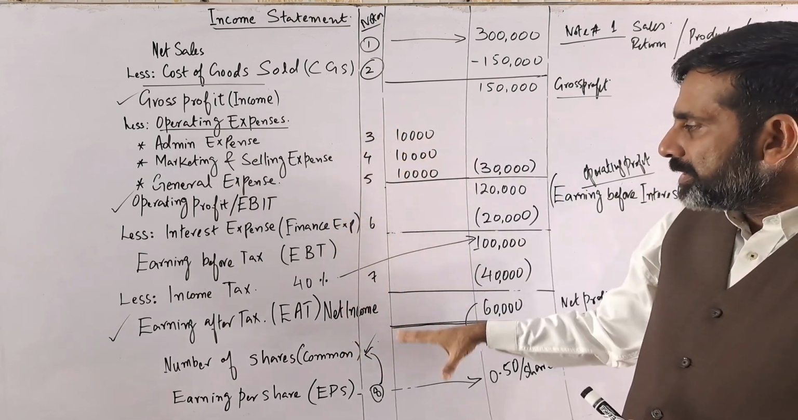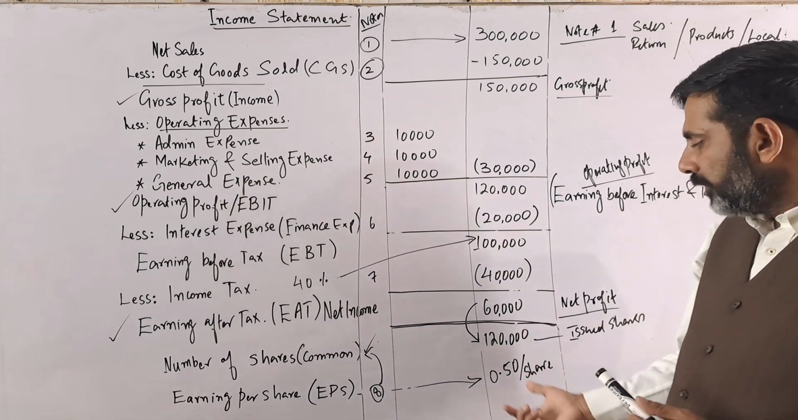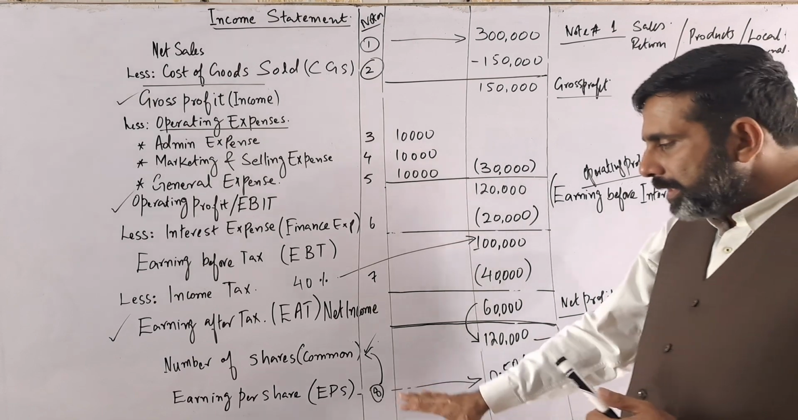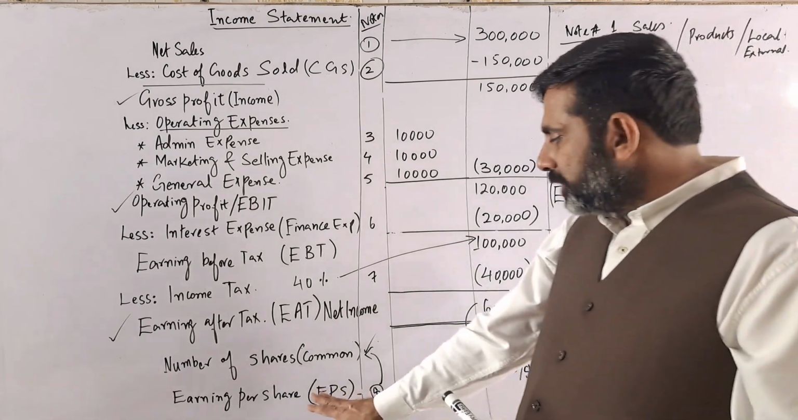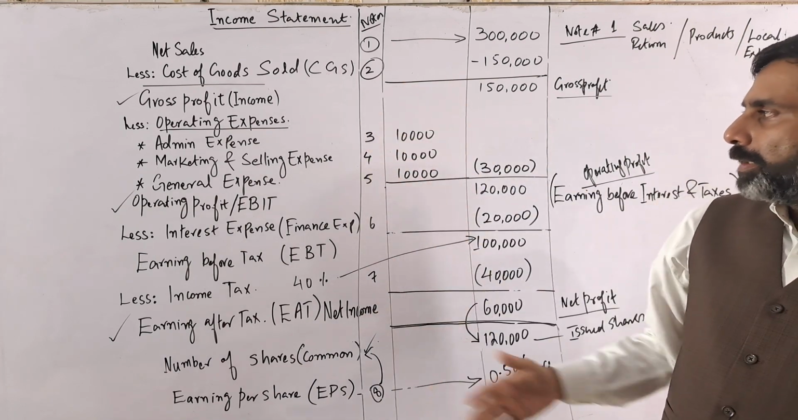But this is the very basic one with the notes and the general information. This is how we calculate the net profit, and from that net profit, obviously, the earning per share is calculated, which is for the common shareholder. So this is the concept of the income statement.